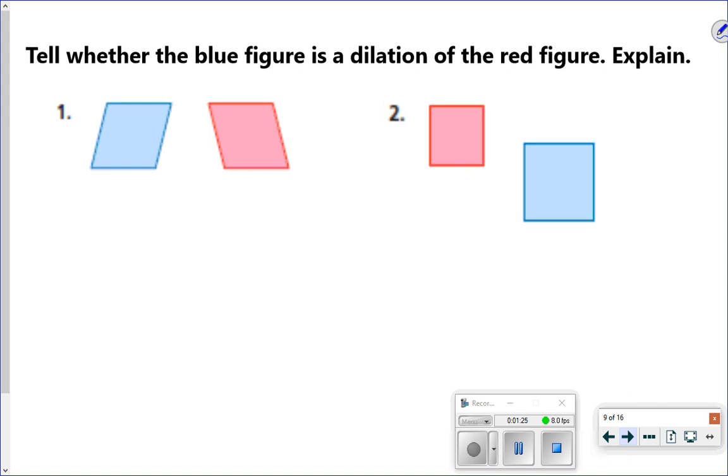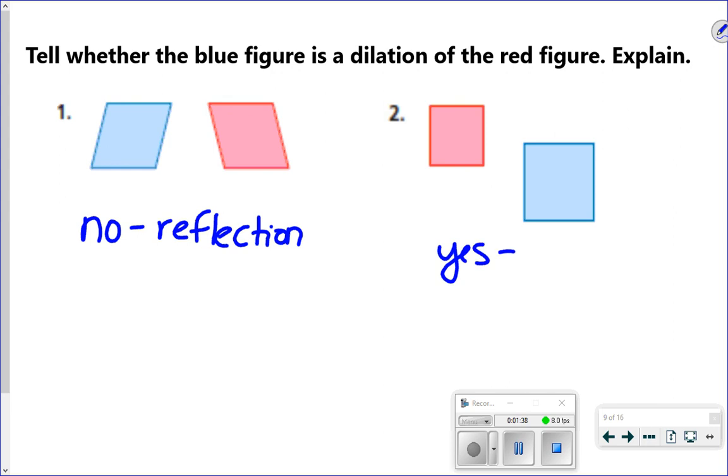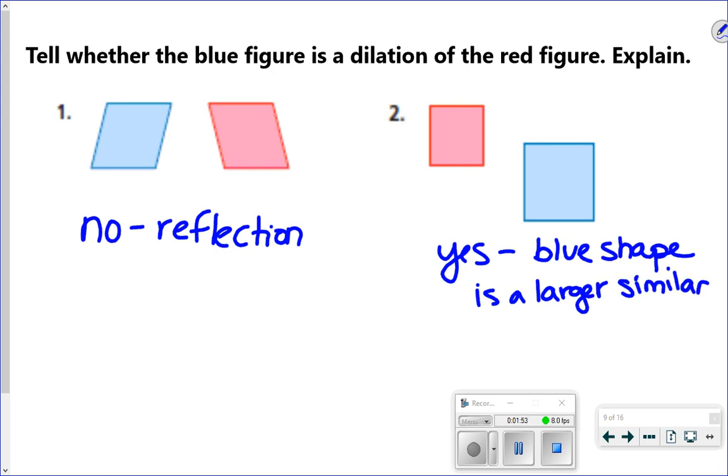Number one is no, it's a reflection. They're the same size. And number two is yes. I'm going to write the blue shape is a larger, similar square.